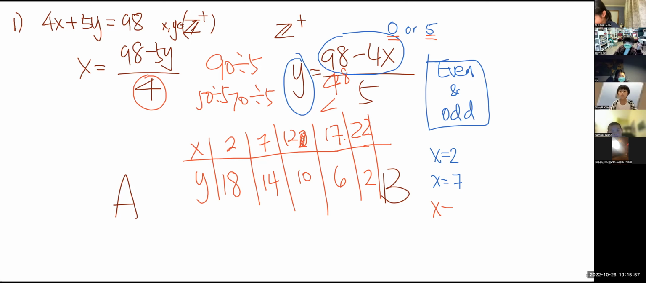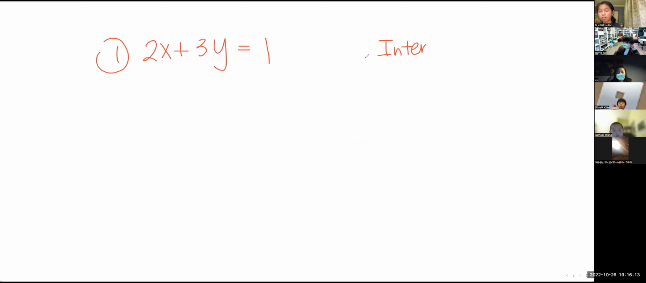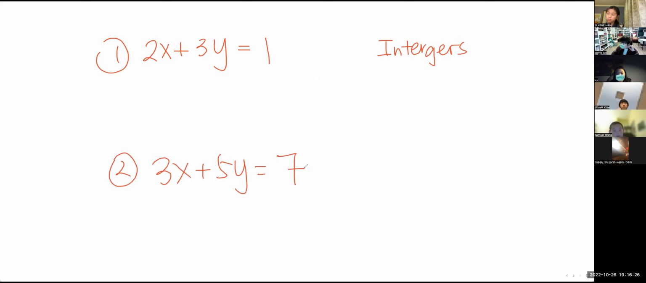I'm not a meanie. This question is pretty hard, but the question we're calculating right now is 2x plus 3y equals 1. This is your question, okay? And I want to have the answer in integers. Probably it's going to be more than 1, I'm not going to tell you. And 3x plus 5y equals 7. I want to have the answer in integers as well. And everybody, please start.